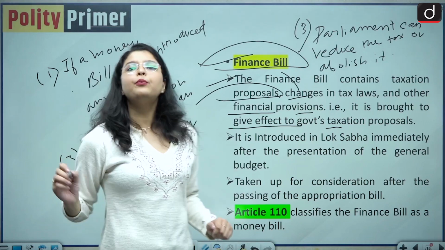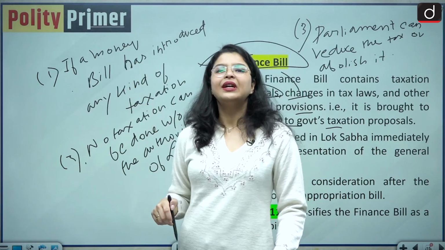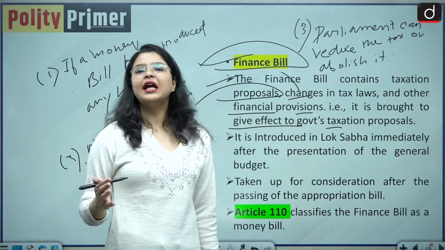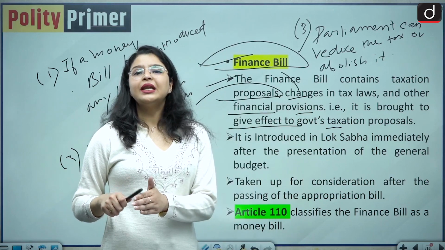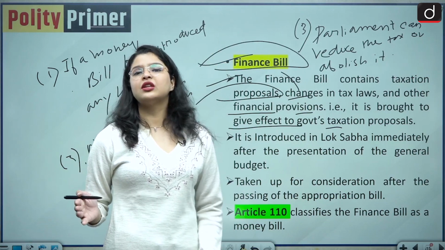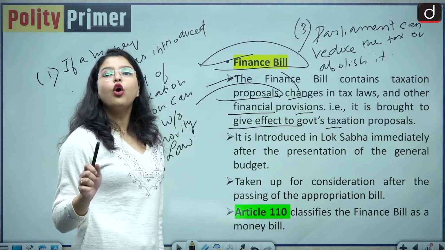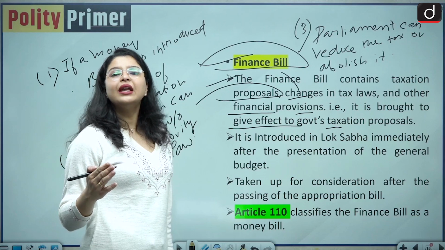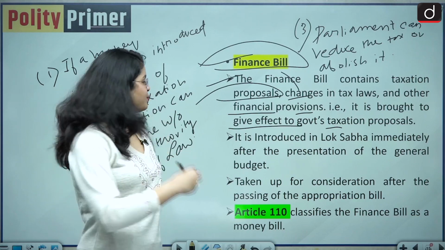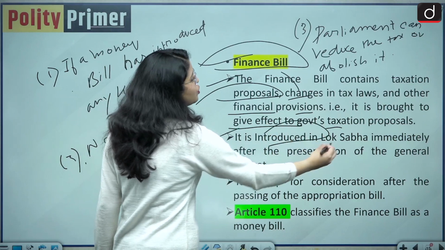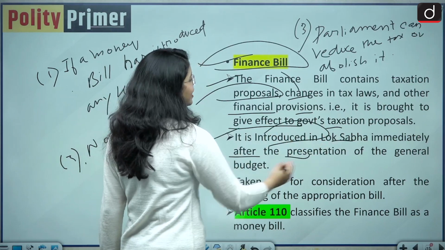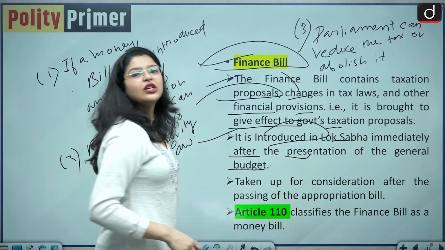So these were the important points related to the taxation power or the finance bill if the money bill is introducing taxation. Okay, so kindly remember all of these points because they are very important from the prelims perspective, and it is introduced in the Lok Sabha immediately after the presentation of the general budget.